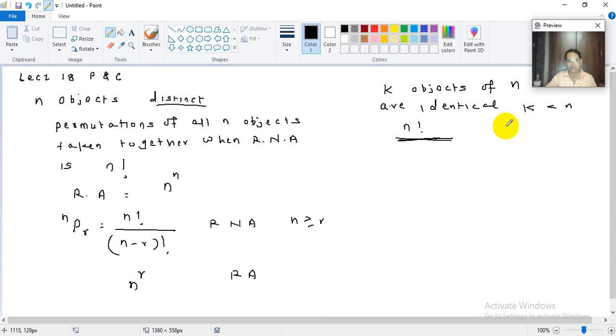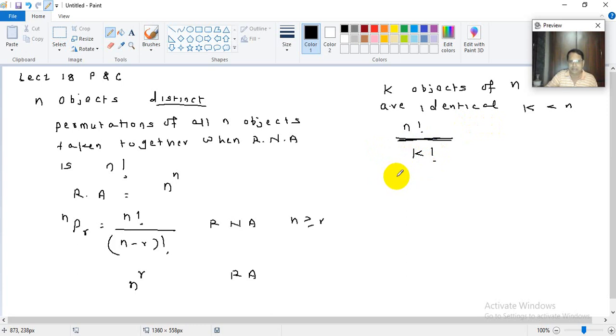Whatever those k objects are, they are identical. If they were all distinct, then you would have made k factorial different arrangements, but since all of them are identical, those k factorial arrangements are nothing but one arrangement for us. So you divide by k factorial.